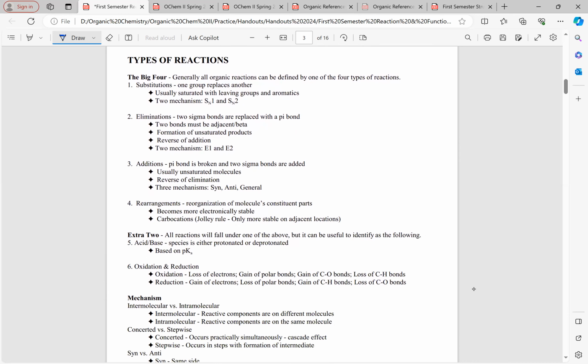All right, the types of reaction, the big four. So substitutions, eliminations, additions, and rearrangements. Very generically, substitution is when you have a leaving group plus a nucleophile, and it gets substituted and kicks off the leaving group. Elimination, instead of attacking the carbon, it'll go for a beta hydrogen, forms the pi bond, and kicks out the leaving group.